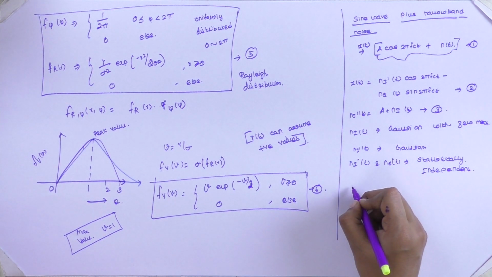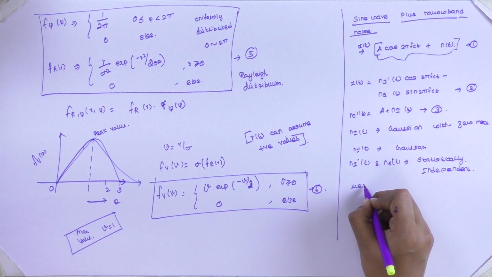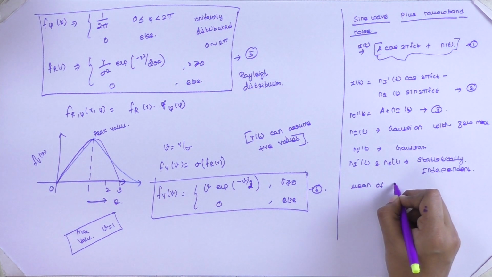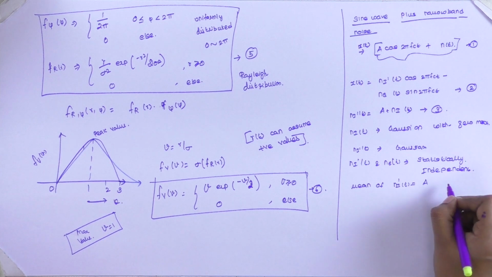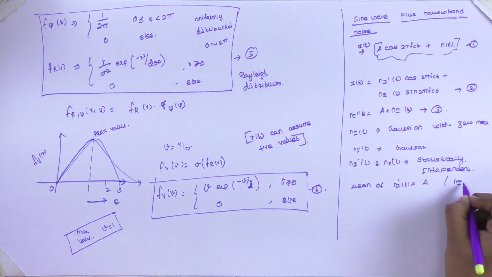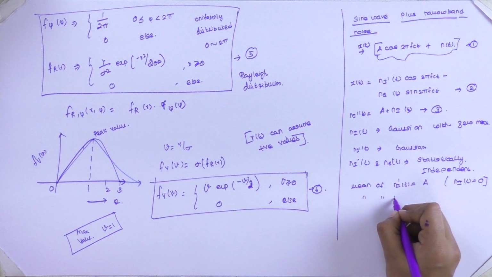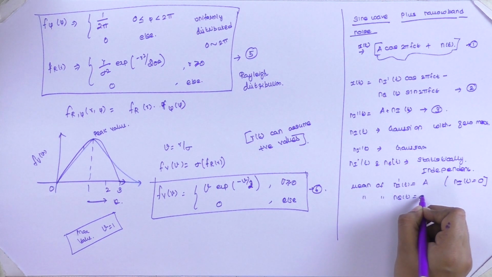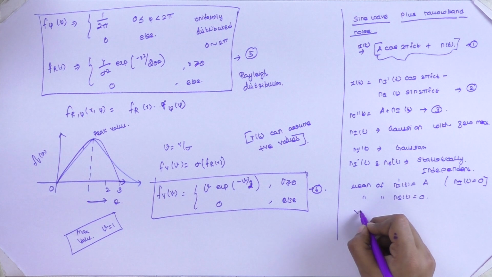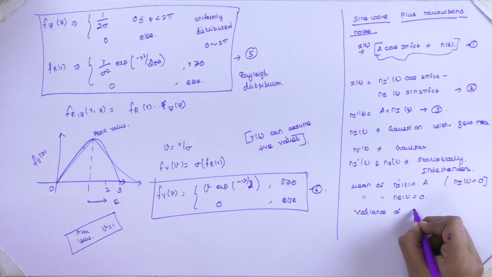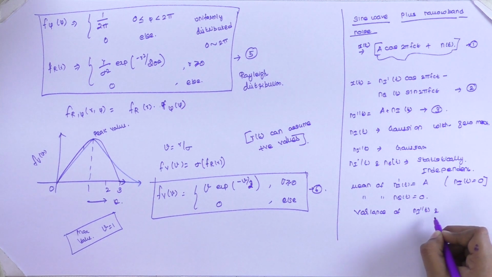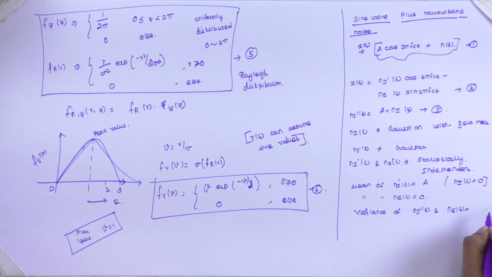Therefore, here the only difference is that the mean of ni dash of t is equal to a, unlike the mean of ni of t, which is equal to 0. The mean of nq of t is equal to 0. And the variance of ni dash of t and nq of t are the same. Therefore, that is equal to sigma square.